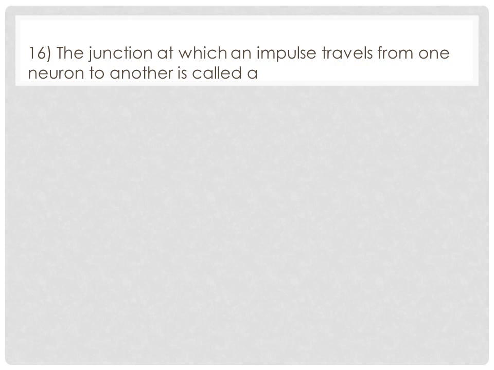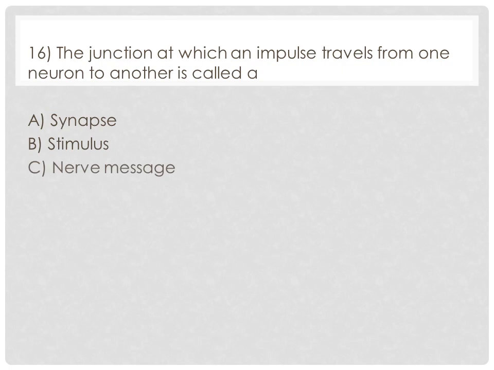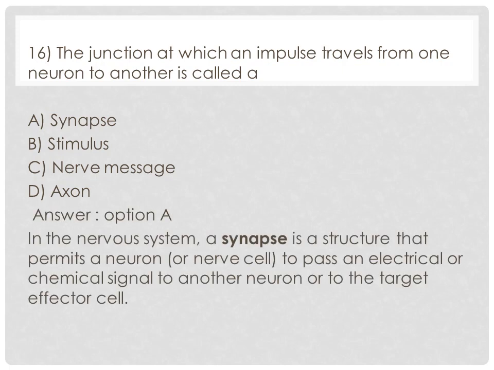A junction at which an impulse travels from one neuron to another is called as. The options are A. Synapse, B. Stimulus, C. Nerve massage, and D. Axon. And the answer is option A. Synapse. In the nervous system, a synapse is a structure that permits a neuron to pass an electrical or chemical signal to another neuron or to a target effector cell.